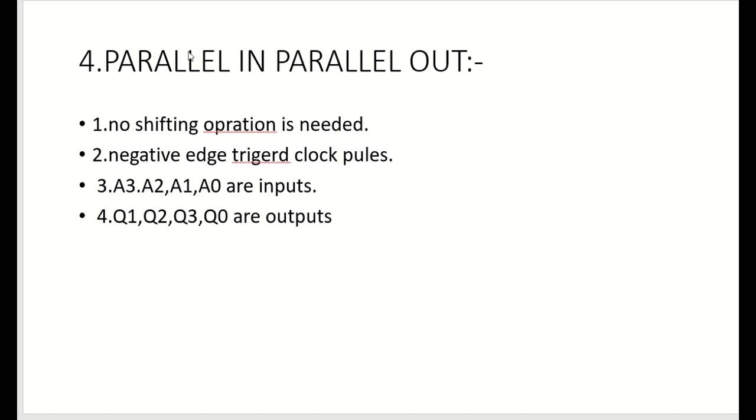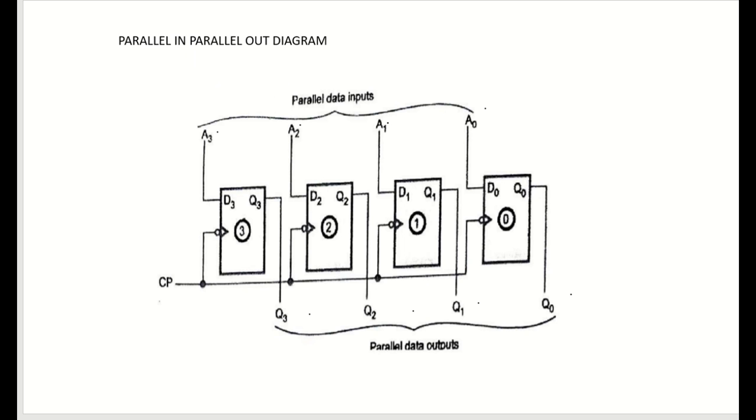Now we move to the fourth type of register, that is the parallel in parallel out register. Here we load 4 bits of input at a time and we take 4 bits of output at a time. A3, A2, A1 and A0 are the parallel data inputs. Q3, Q2, Q1, Q0 are the parallel data outputs. Here no shifting operation is needed. Shifting operation is needed only in serial. In this also, 4 flip-flops share a common negative triggered clock pulse.